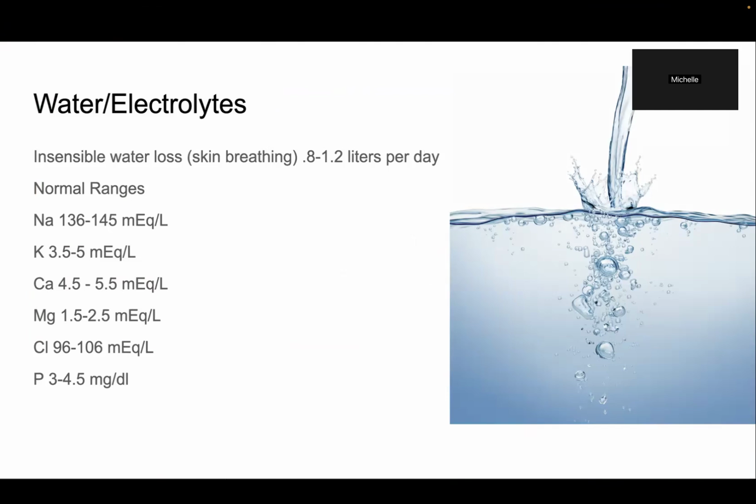All right, so water and electrolytes. We have insensible water loss, or skin and breathing, like sweating and other things like that. You have 0.8 to 1.2 liters per day. And then these are the normal ranges of electrolytes. I'm pretty good with sodium, potassium, and phosphorus because during my internship I had to look at those. They're probably the most important ones for all people in the hospital, regardless of disease state.